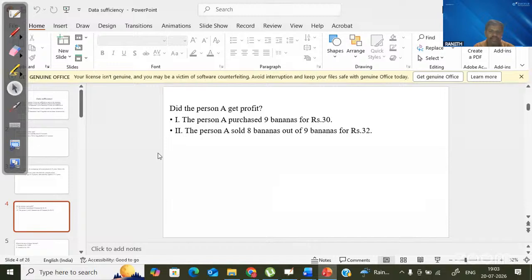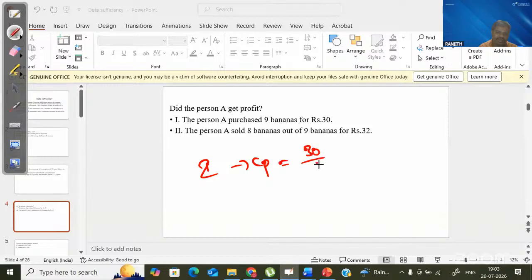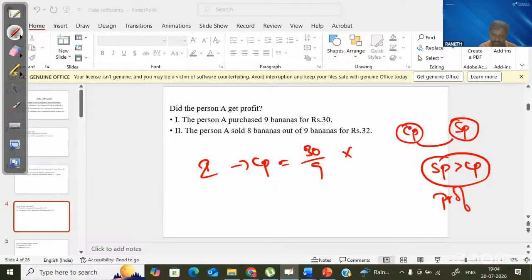Did person A get a profit? Whether A is getting a profit or not. First statement first: person A purchased 9 bananas for 30 rupees. Statement 1 gives the cost price, 30 by 9. So by using statement 1 we can't find the profit. To get a profit, we require the cost price and the selling price. If SP is greater than CP, then only can we say that we are getting a profit.